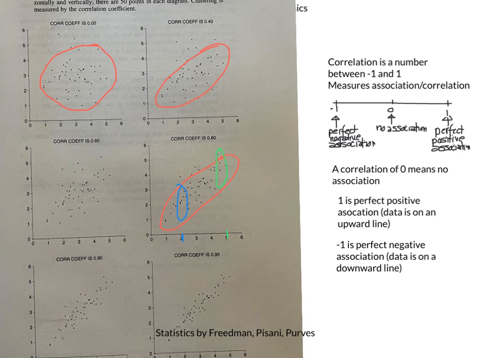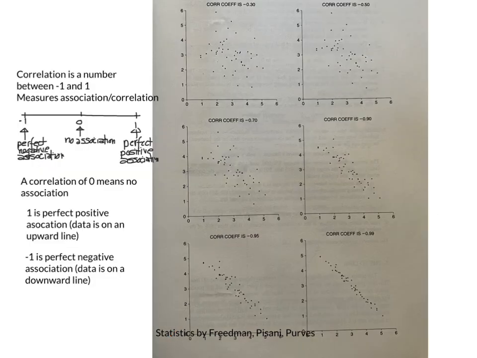So you can definitely see the line. The oval is very tight, and as you move along the x-axis, higher values on the x-axis have higher values on the y-axis. Now we have our examples of negative correlation.